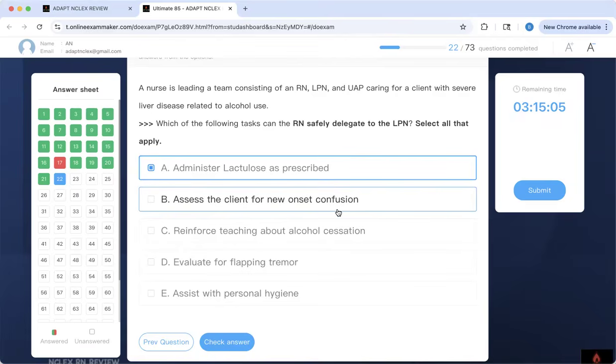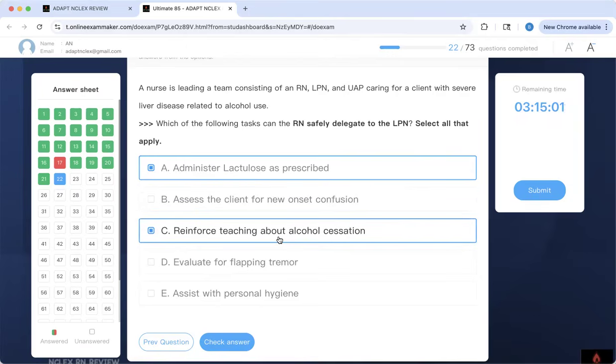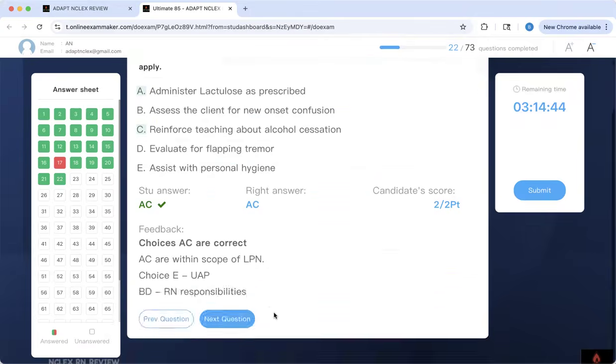Assessing a client for new onset confusion, RN job. Reinforcing teaching after alcohol cessation, they can do that. Evaluate for a flapping tremor, that's asterixis, they cannot do that. Assist with personal hygiene, even though they can do that, UAP is there, so UAP will do that. If all three are there, everybody stays in their lane. Therefore, this has to be done by the UAP. Don't get trapped.